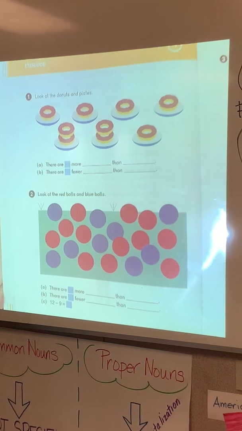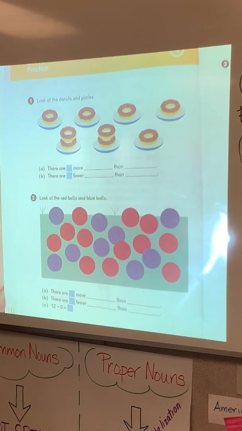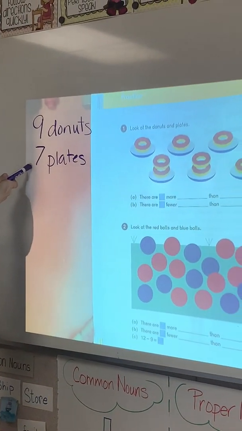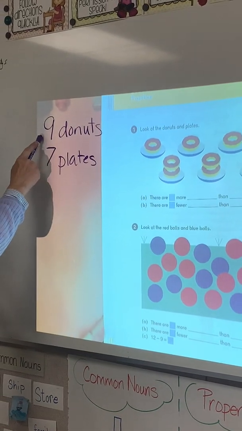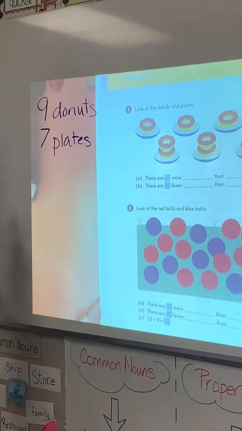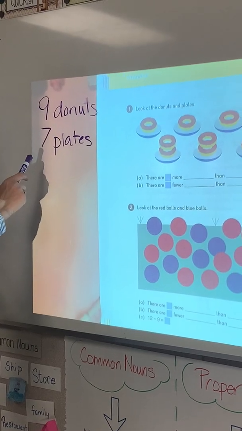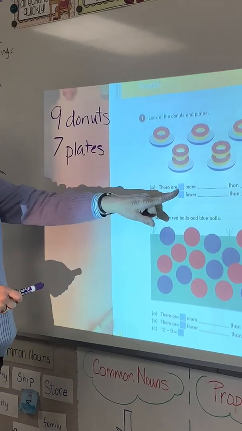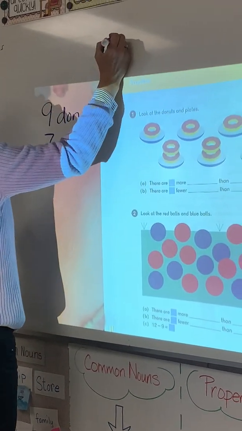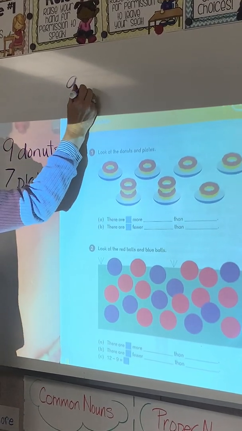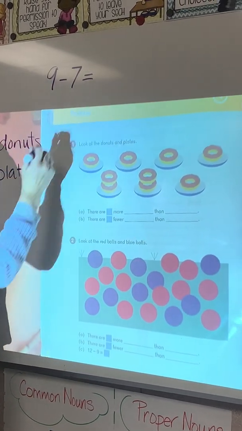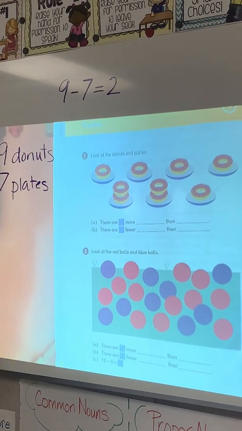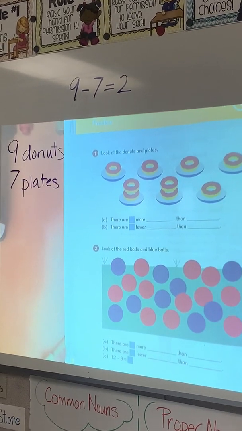What category do we have more of? Which category? Is it donuts or is it plates? Which is the bigger number? It's donuts, isn't it? So we have more donuts than plates. This is asking us how many, so our equation is we have 9 donuts and we want to take away the plates to see how many more there are. 9 take away 7 is 2.